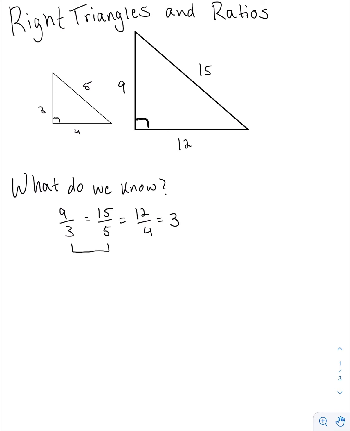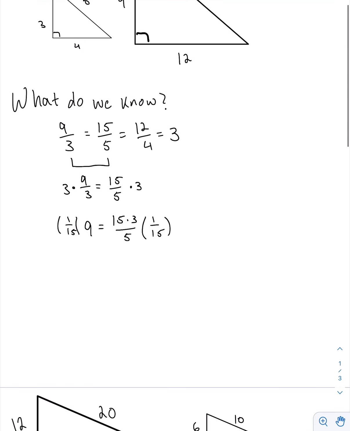So if we just look at one pair, for example, we have that 9/3 equals 15/5, and we multiply each side by 3. 9 should equal 15 times 3 all over 5. Then we divide each side by 15. We actually come up with 9 over 15 has to be equal to 3 over 5.